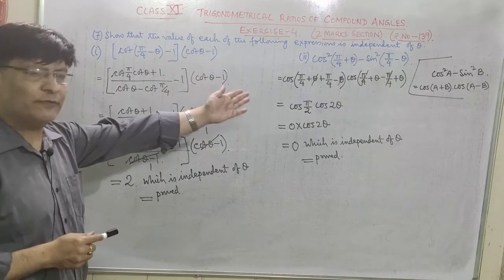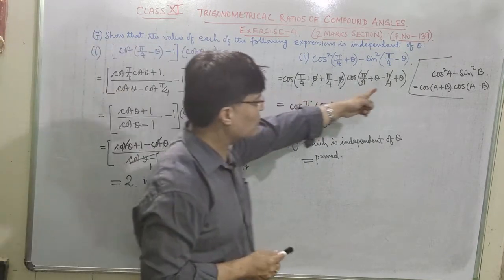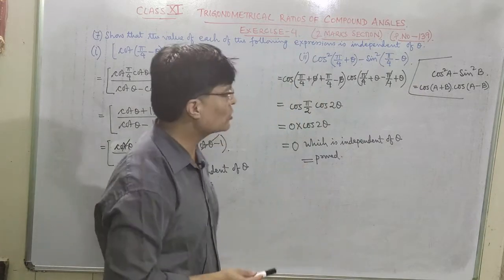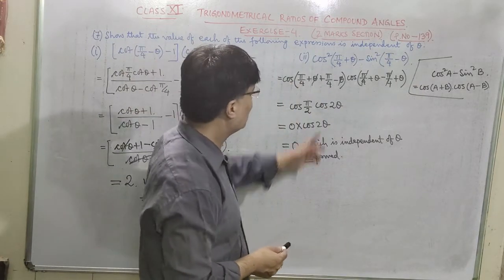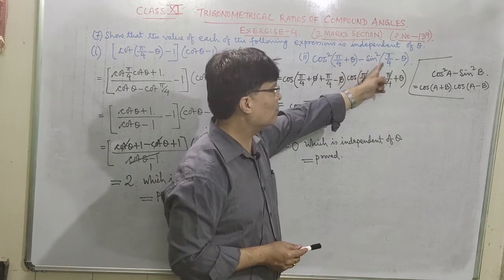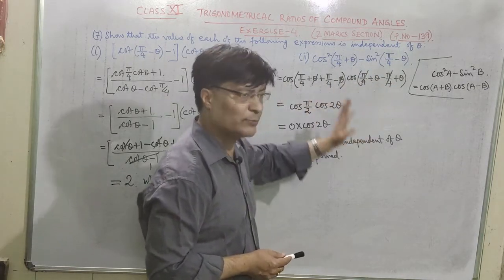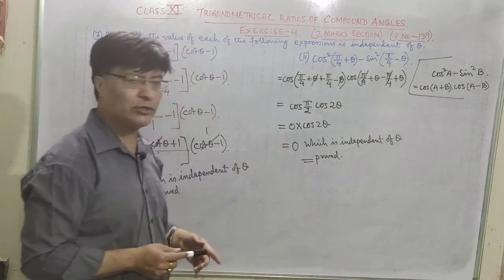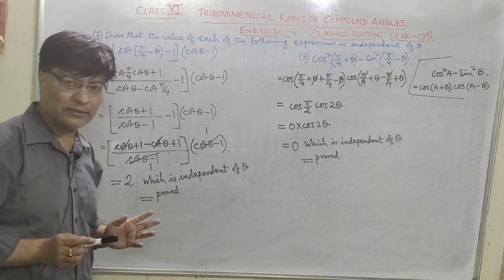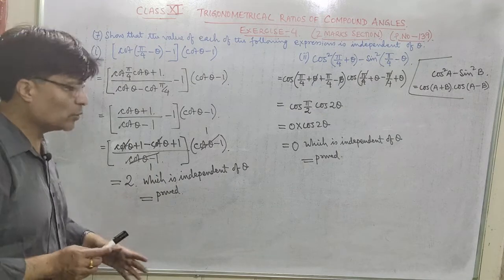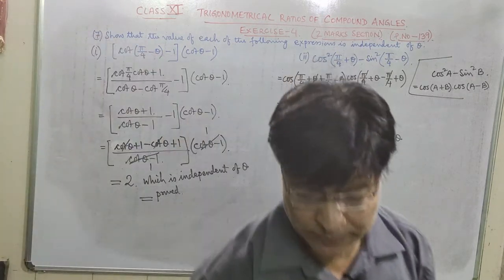In this case we are using the formula of cos square A minus sin square B, which is equal to cos of A plus B into cos of A minus B. So here A is pi by 4 plus theta, and here B is pi by 4 minus theta. So this is cos of A plus B, and this is cos of A minus B, and then simplify it and you will get 0, which is independent of theta. Okay, so I think you have understood it. So you can copy it. Now we'll do the next question.